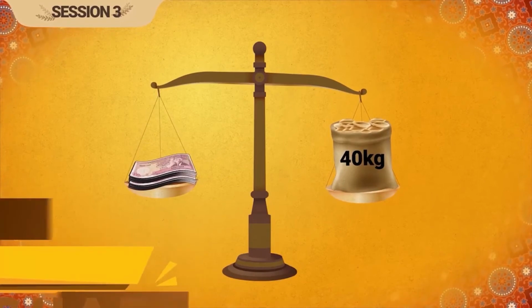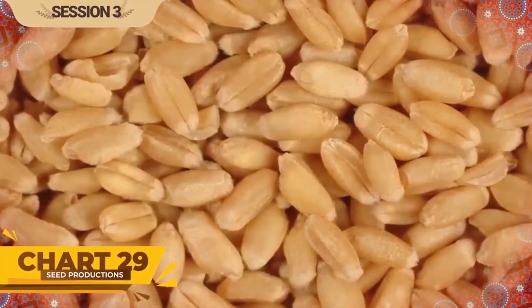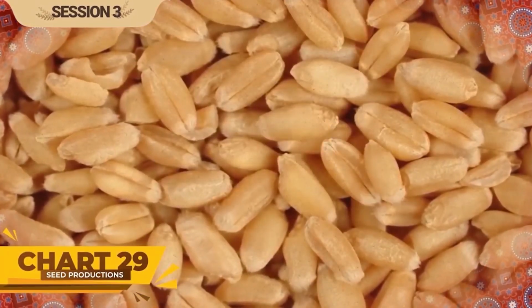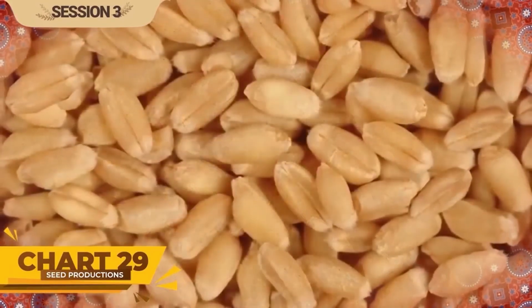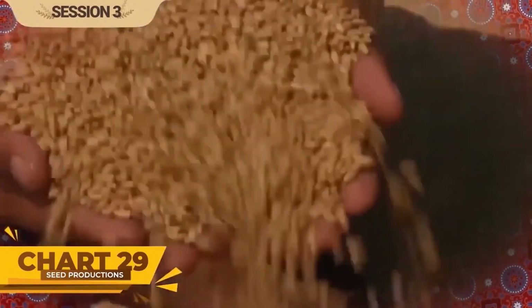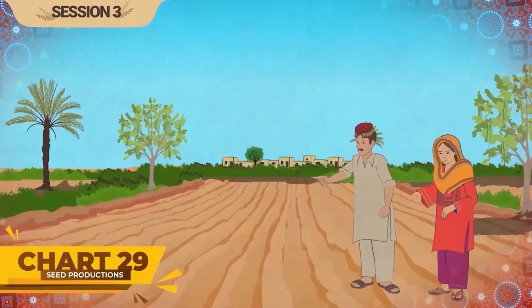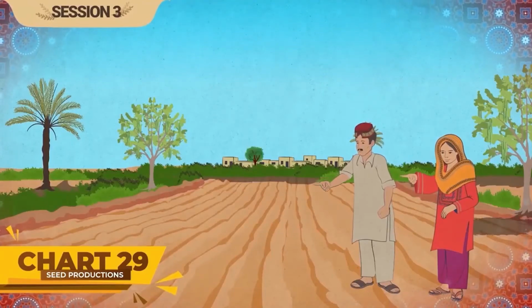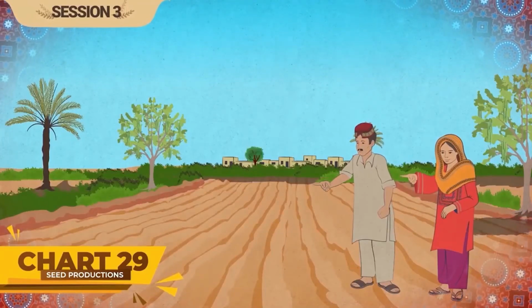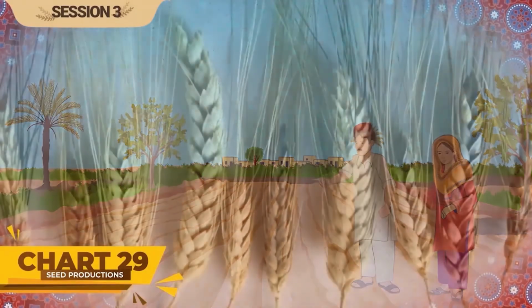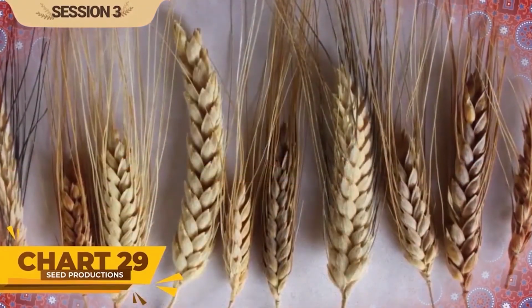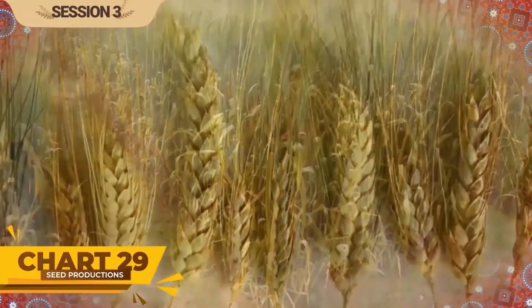Seed production. Farmers can produce pure, healthy and quality seed of approved crop varieties at their own farms by following the given instructions. Selection of field. Select a field at a farm which is free from soil-borne diseases. Crop varieties. Only recommended varieties should be cultivated.